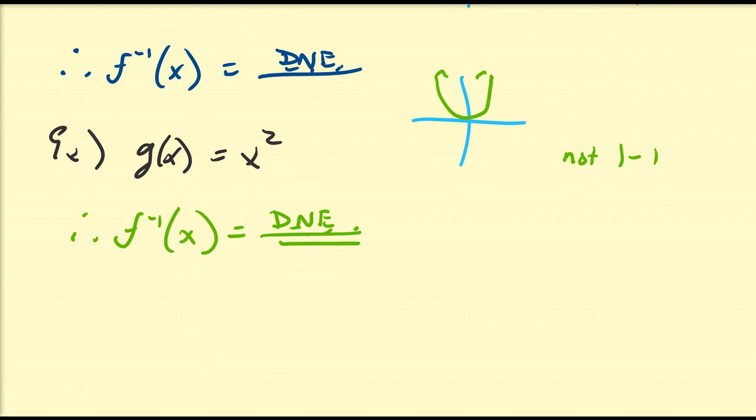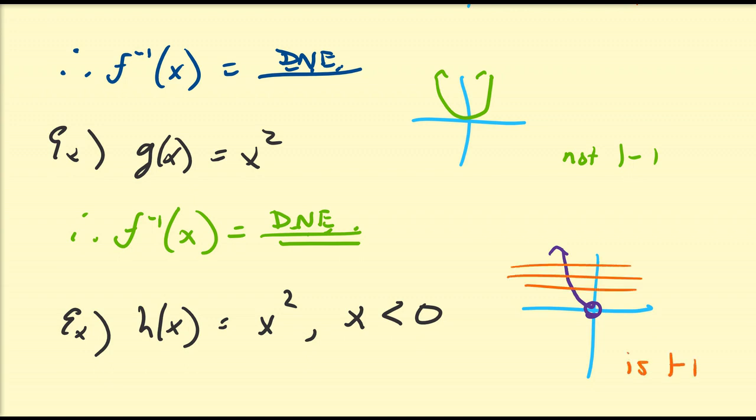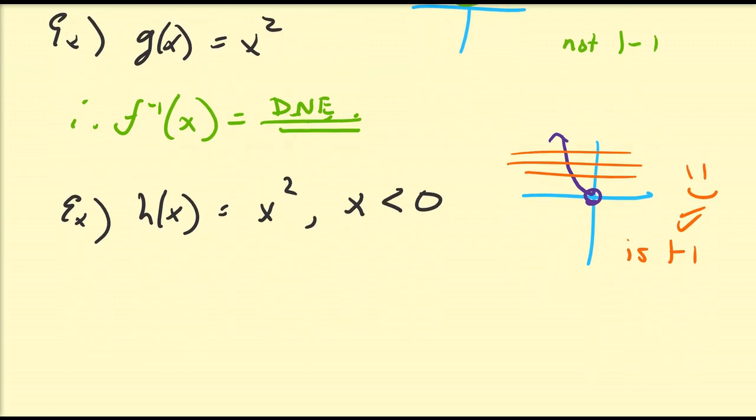Now, this is extremely different from the statement, suppose we have h of x is equal to x squared for x less than 0. So what does this graph look like? So this is going to be the graph of the left-hand side of this parabola, right? So notice that this curve is one-to-one. So that's a good thing, right? So that means this inverse function does exist, right? So let's figure out what that inverse function actually is equal to.